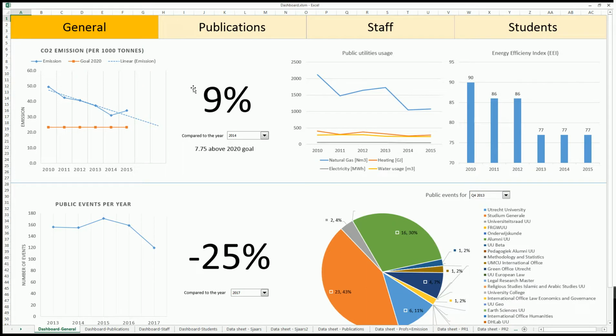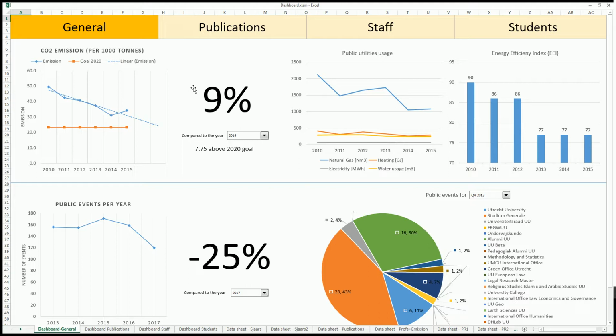more CO2 emission. On the right we can see the rest of the public utilities usage, such as natural gas and water usage. And completely on the right we can see the energy efficiency index, which indicates how well we are going about with our energy. This is decreasing, which is pretty good.